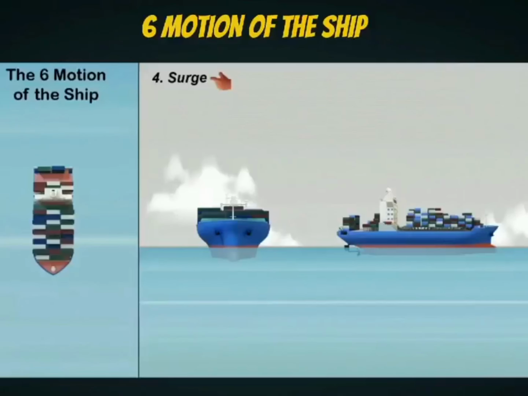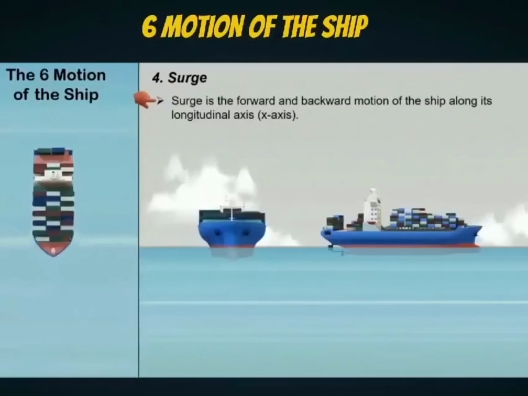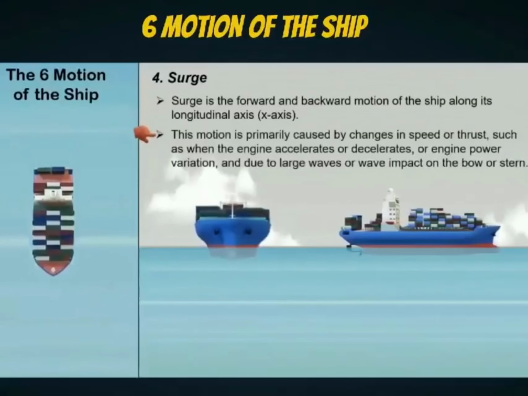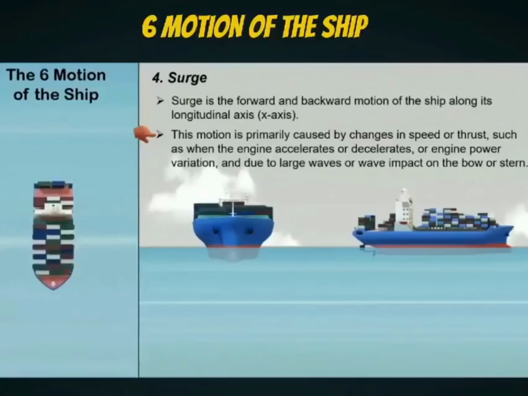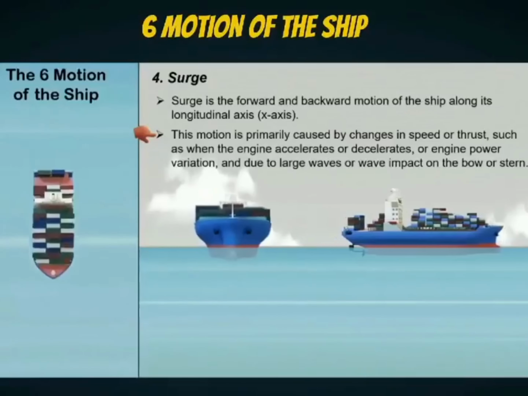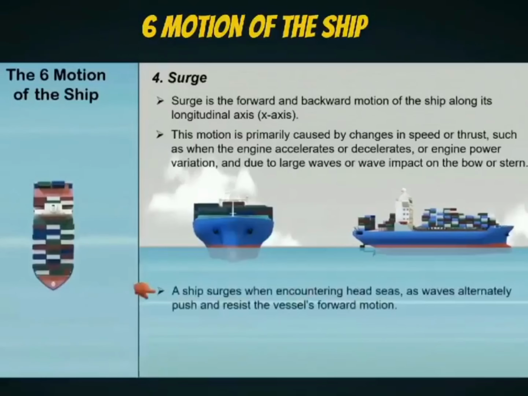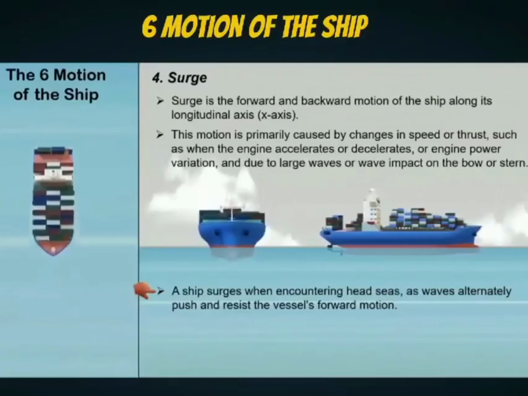The next motion of the ship is surge. Surge is the forward and backward motion of the ship along its longitudinal axis, or x-axis. This motion is primarily caused by changes in speed or thrust, such as when the engine accelerates or decelerates, or engine power variation, and due to large waves or wave impact on the bow or stern. A ship surges when encountering head seas, as waves alternately push and resist the vessel's forward motion.